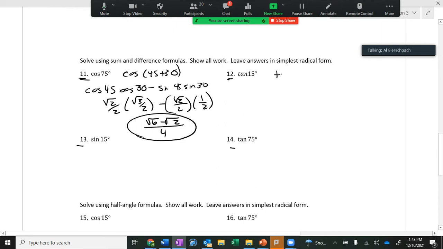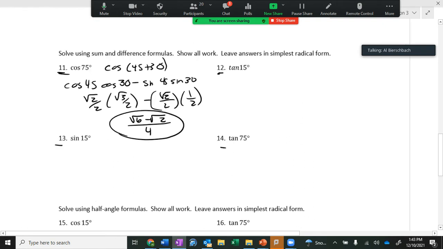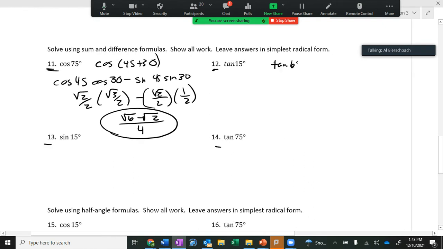Tangent 15 is a tangent of 45 minus the tangent of 30, or I don't like that as much as tangent of 60 minus tangent of 45. There we go. All over 1 plus tangent of 60 tangent of 45, because 15 is 60 minus 45.